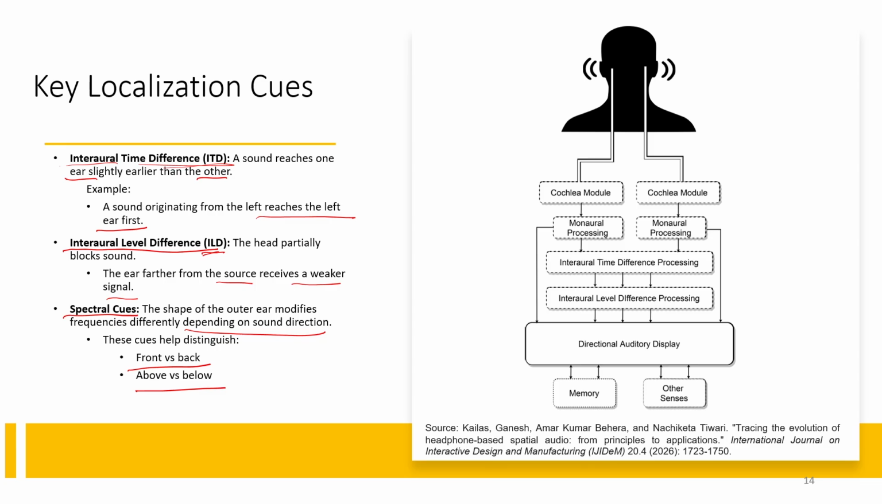In our ear we have the cochlea. They are responsible for monaural processing of the sound. Once they are processed, then we make subtle calculations in our brain of interaural time difference and level difference, and our memory and other senses then process these to tell us where the sound is coming from.